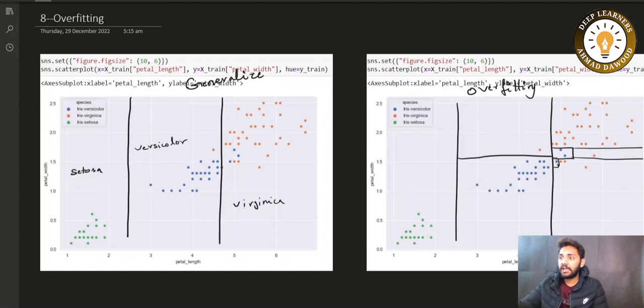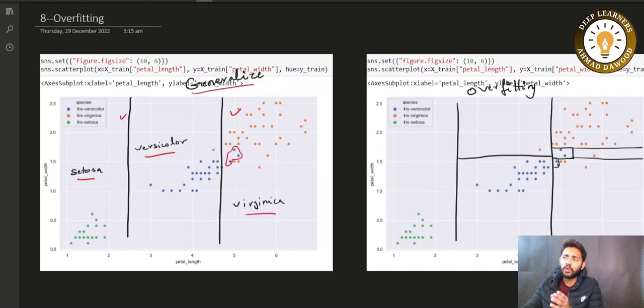Here you can see a data set, the iris data set, in which there are three categories: setosa, versicolor, and virginica. Now on the left hand side, you can say these are very generalized boundaries. There are just two boundaries, and they are distinguishing between the classes. There are just 3 points here. These 3 points are actually versicolor, but this generalized model is considering them as virginica.